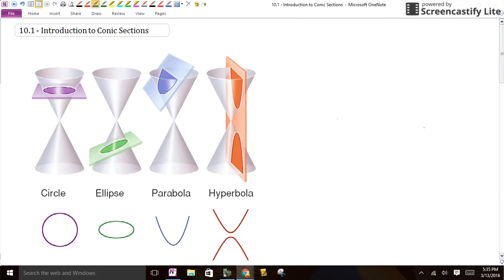From the beautiful studios of Way Happy, this is Mr. Meyer coming at you with Chapter 10, 10.1 Introduction to Conic Sections.